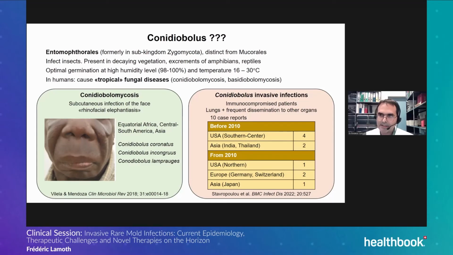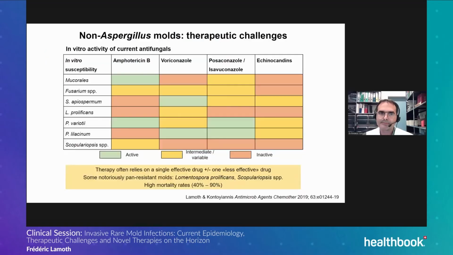And it's interesting to note that when we had this case in Switzerland, it was summertime, and we had a big heat wave this year. This was the hottest summer we had in Switzerland for many decades. So possibly an example that global warming could affect the geographical distributions of some of these rare molds.